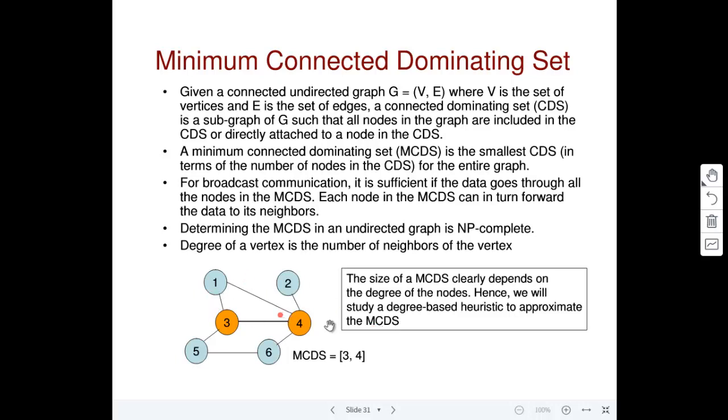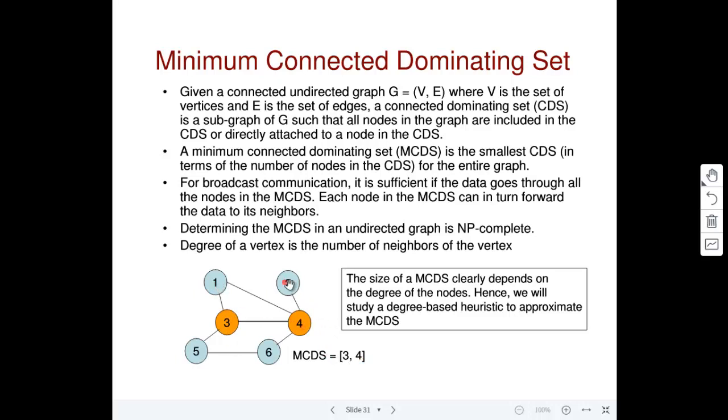Like for this graph, I can say 3, 4 will form a CDS because you can check for any vertex in the graph, it is either in the CDS or is a neighbor of a vertex in the CDS. So 3, 4 are already in the CDS. Now 1 has 3 as well as 4. So at least one of the neighbors of a vertex should be in the CDS if it is not in the CDS. So in the case of 1, both its neighbors are in the CDS.